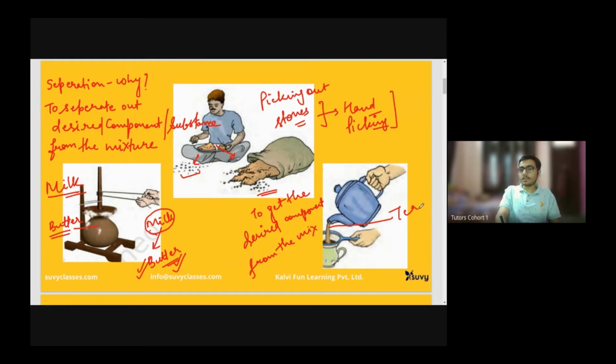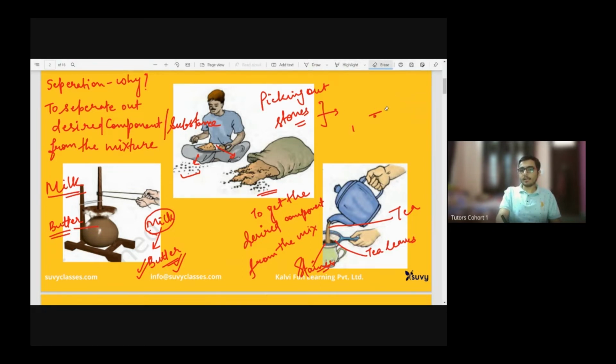This is tea. These are tea leaves. And what is this device known as? This is a strainer. Very good. I can see here in the chat box, many of you have answered it as strainer. So this is a strainer. What this strainer is doing is filtering out my tea from tea leaves. Just a moment, I'll erase this part so that we can write more on this slide. We have limited space here.